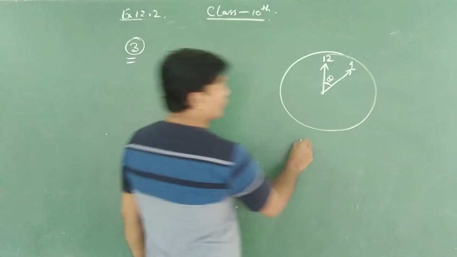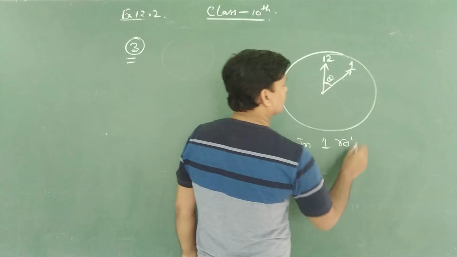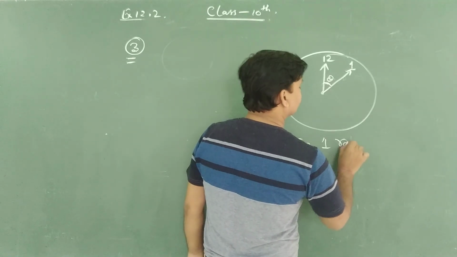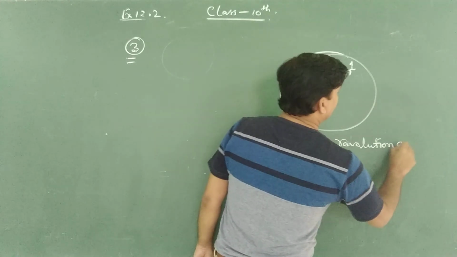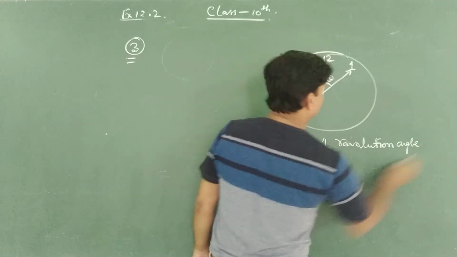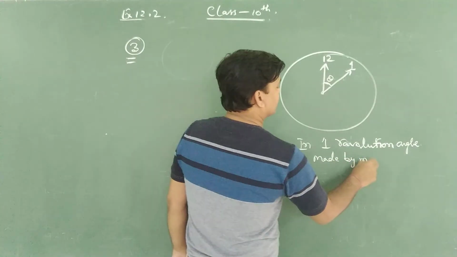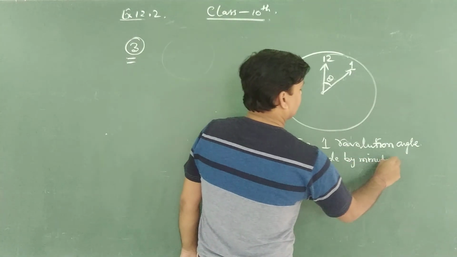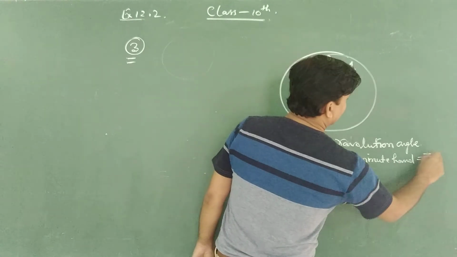So in one rotation or one revolution, the angle made by the minute hand is 360 degree.